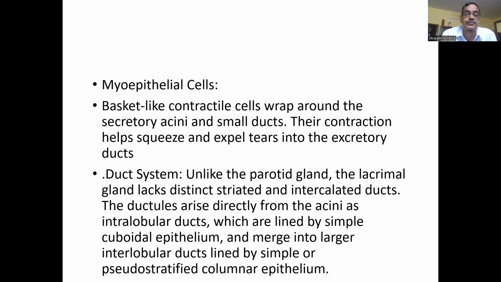Duct system. Unlike the parotid gland, the lacrimal gland lacks distinct striated and intercalated ducts. The ductules arise directly from the acini as intralobular ducts, which are lined by simple cuboidal epithelium and merge into larger interlobular ducts lined by simple or pseudostratified columnar epithelium.